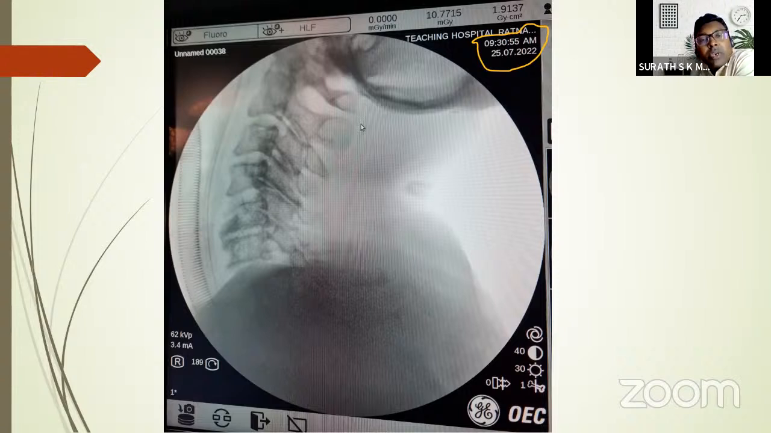So we never operate on a patient with a spinal shock. We treat the spinal shock first, and we let the patient become stable. Once we stabilize the patient, only then we go for surgery. So we always try to maintain a high, adequate blood pressure, and then we decide on surgery.